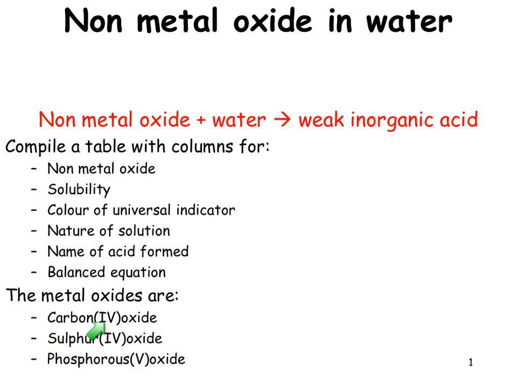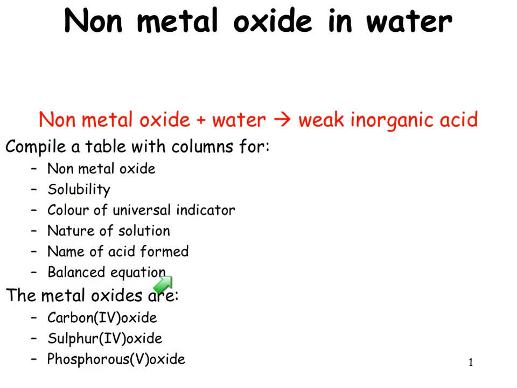Carbon dioxide can also be written as carbon 4 oxide, sulfur 4 oxide, phosphorus 5 oxide. That tells you the valency of the carbon, sulfur, and phosphorus respectively. Turns out they're all soluble in water, and our universal indicator is always going to go a yellowish orange color because it's a fairly weak acid. It's not going to go bright red. So the solutions are all going to be acidic, and the acids that are formed are slightly different.